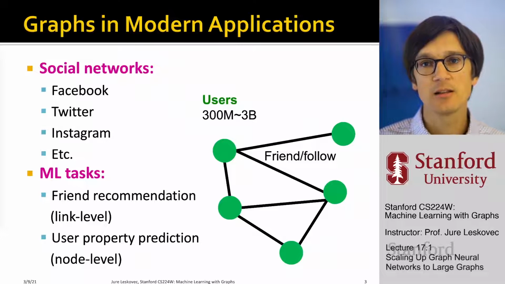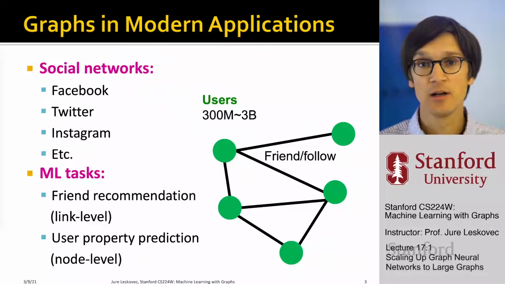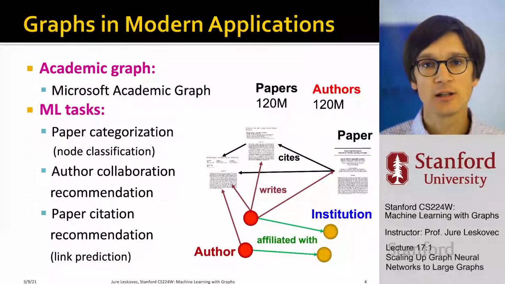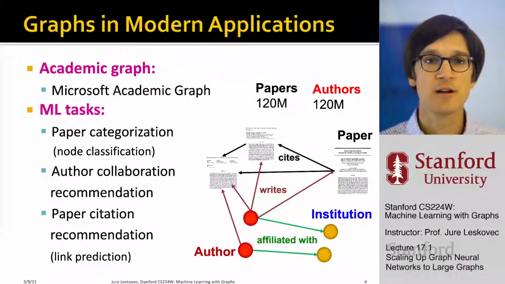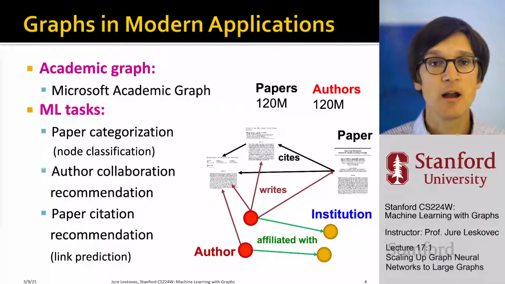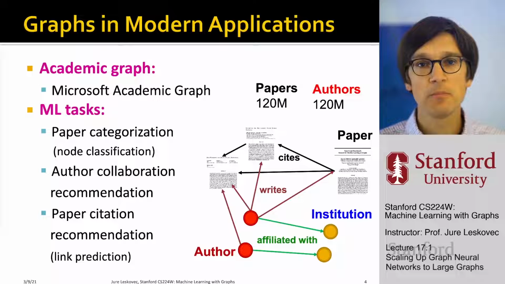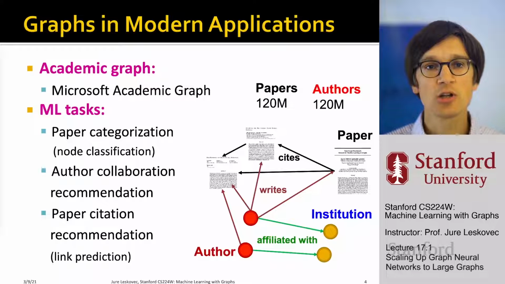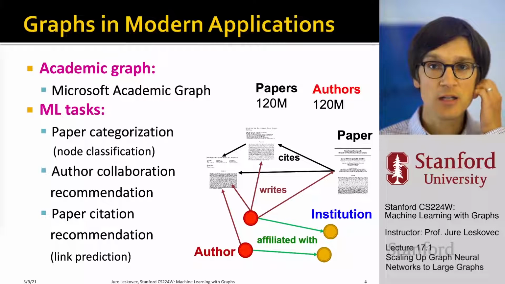And again, in this case, these networks have billions of users and tens to hundreds of billions of edges. Another application is the notion of heterogeneous graphs. One such data set is called the Microsoft Academic Graph, which is a set of 120 million papers, 120 million authors, as well as their affiliations, institutions, and so on. So now you have a giant heterogeneous knowledge graph on which you can try to do a lot of interesting machine learning tasks.